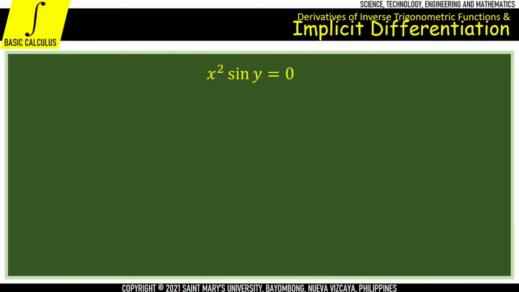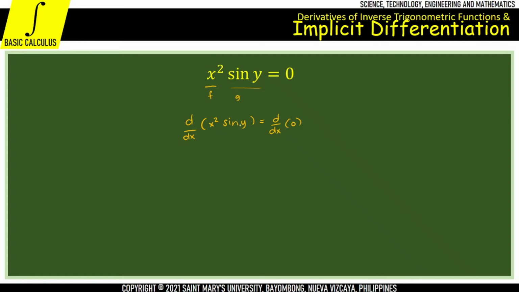Third example. The equation is x squared multiplied by sine y is equal to 0. Notice here that our left side is a product of x squared and sine y, and we can assign the first term as f and the second as g. Therefore, kukunin natin yung derivative d/dx of x squared times sine y, which is equal to the derivative d/dx of 0.